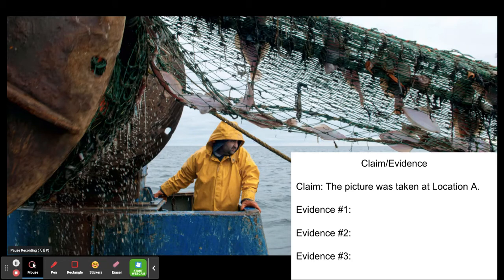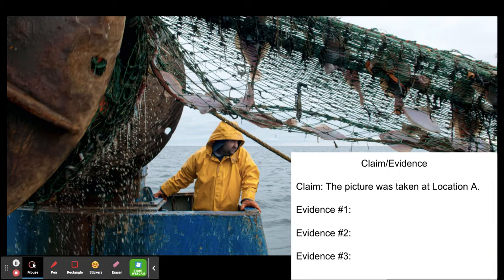The correct answer is this picture was taken at location A. We know this for several different reasons, but knowing that the picture was taken at location A, we need to make our claim. So our claim sentence can be something as simple as the picture was taken at location A. The claim can be very, very simple. You're making a very plain statement.